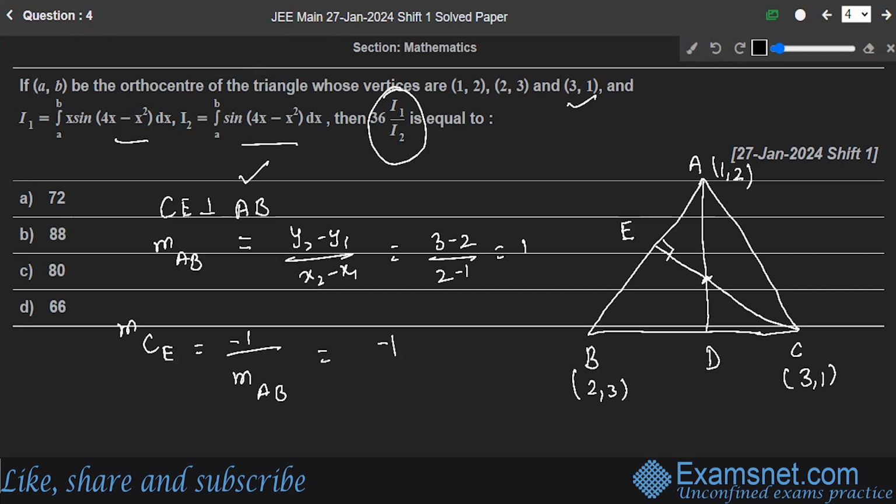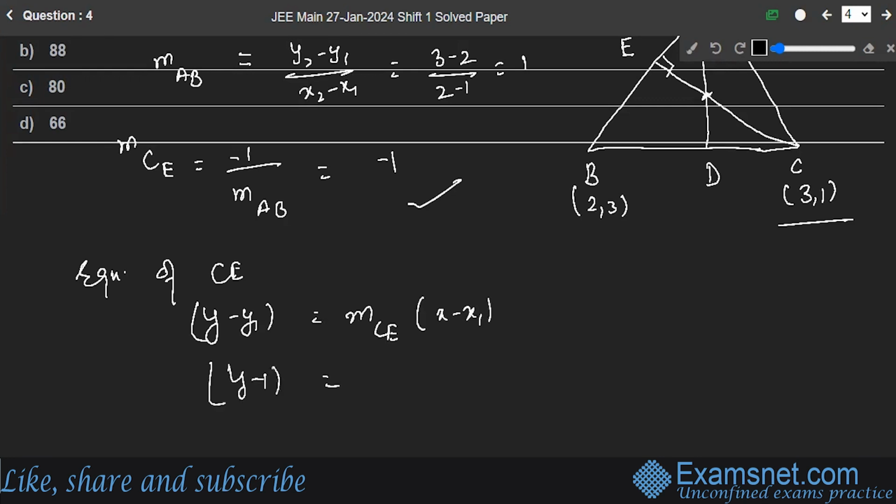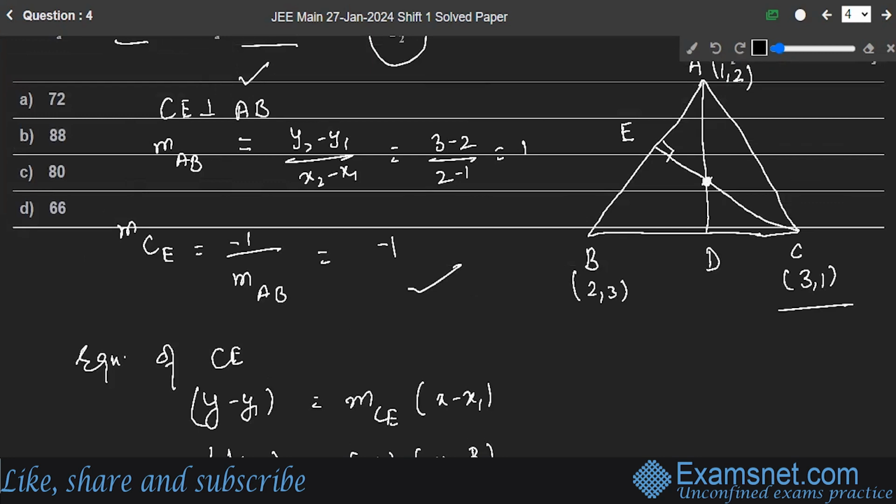Right. Let's frame the equation of CE now. We have one coordinate, we have the slope. The equation of CE is given by y minus y1 is equal to slope of CE times x minus x1. So you have y minus 1 is equal to minus 1 into x minus 3. This gives y minus 1 is equal to minus x plus 3, or x plus y is equal to 4. This is the equation for CE.